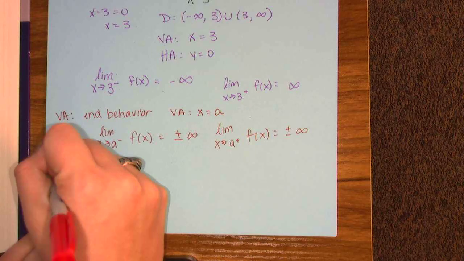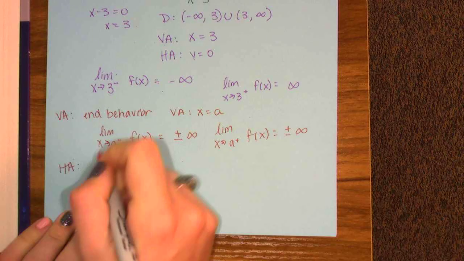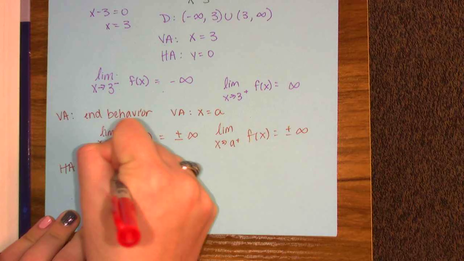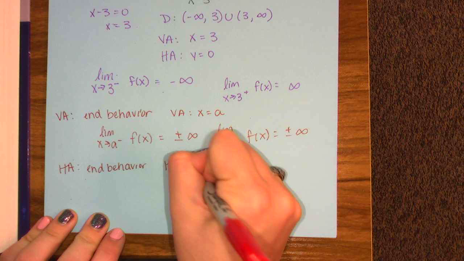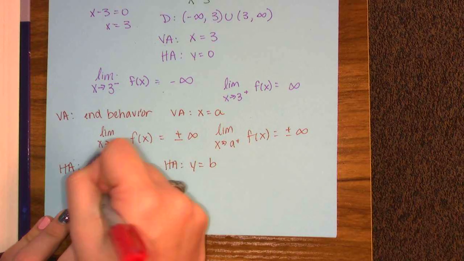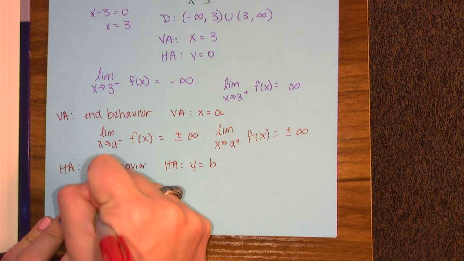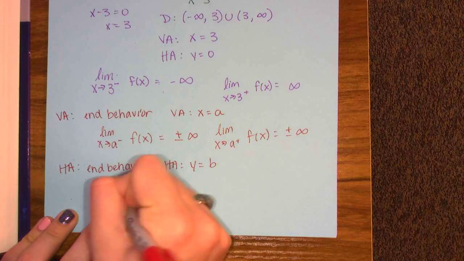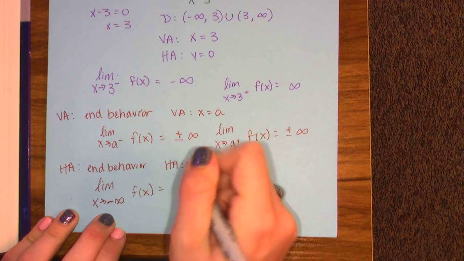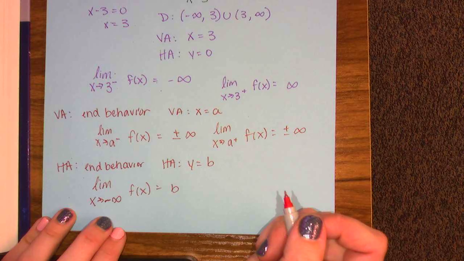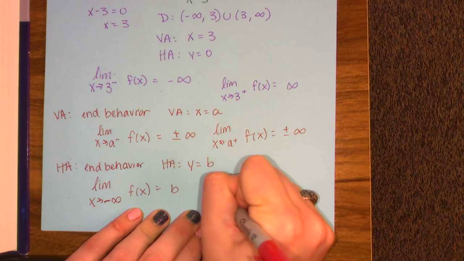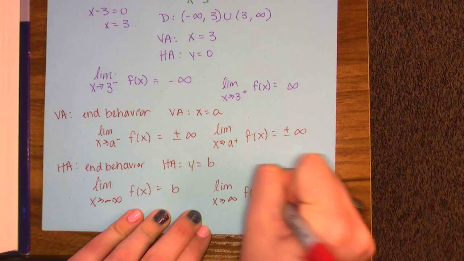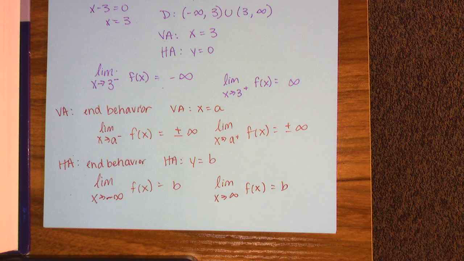But the other option, we can also check it at a horizontal asymptote, which is y is equal to b. So then we're checking the limit as x approaches negative infinity of f of x, and that's going to be equal to b. Or the limit as x approaches infinity of f of x is also equal to b. Not saying b can't be negative, but it's just equal to b.